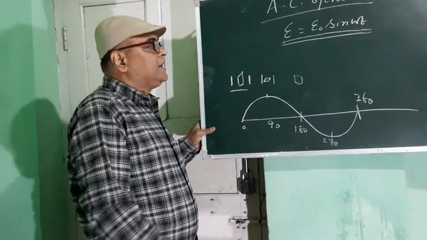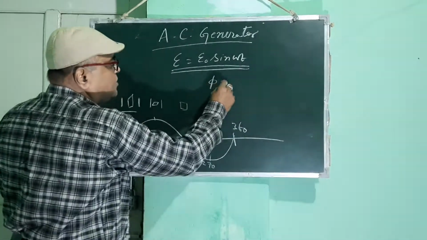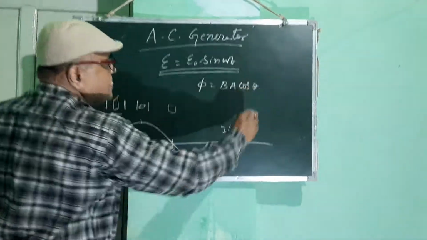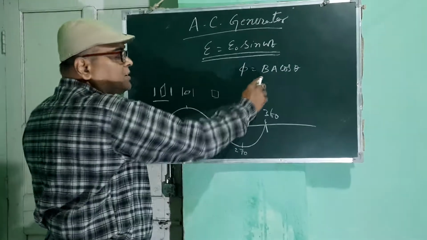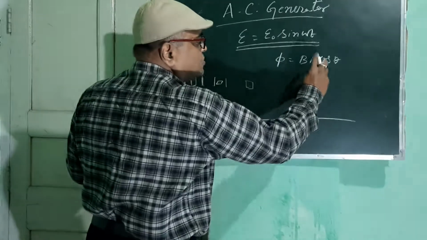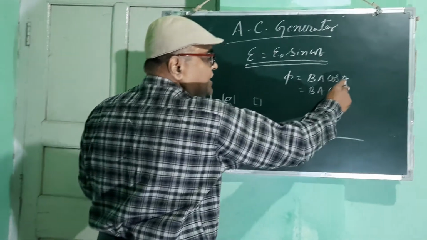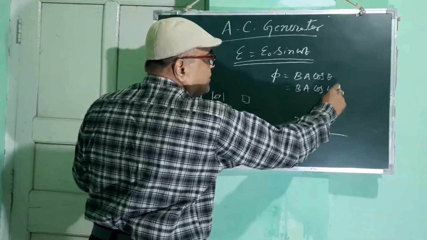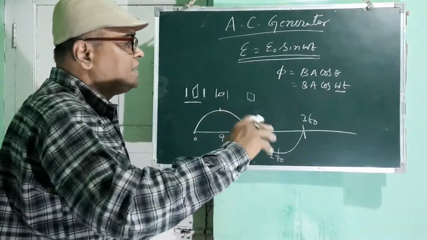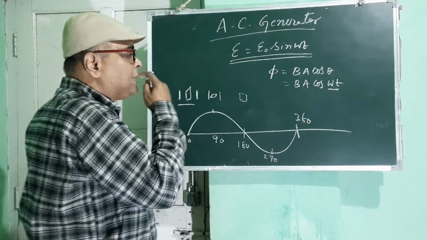When we discuss that, the flux phi is equal to BA cos theta. B cannot be changed because the magnet is fixed. Area cannot be changed. So only theta changes, and theta is equal to omega t. Why do we use omega? Because of the rotation at high speed. If the rotation is increased, the flux will also change faster.